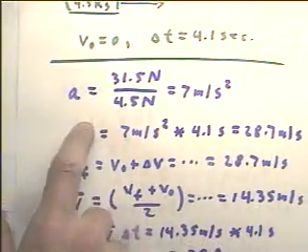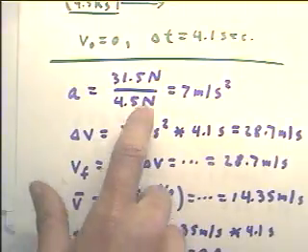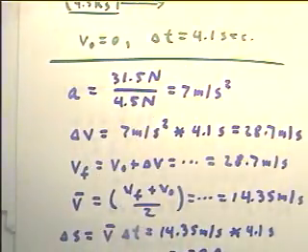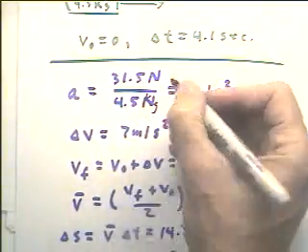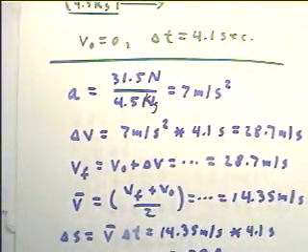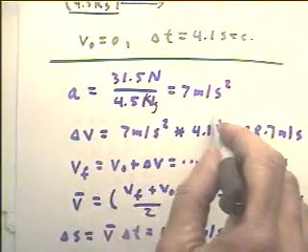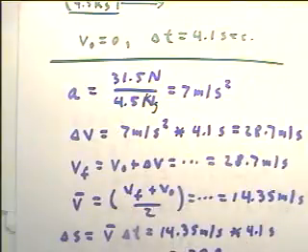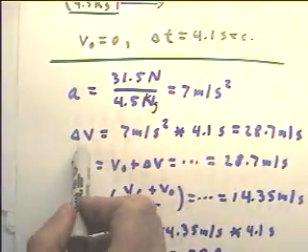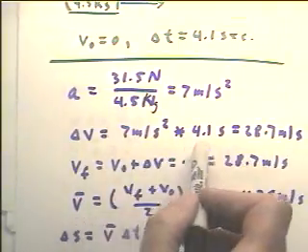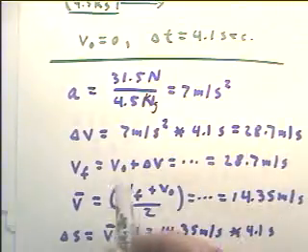Well, the acceleration is 31.5 newtons over 4.5. That should be kilograms, not newtons. So make that into kilograms. Okay, so the acceleration is 31.5 newtons over 4.5 kilograms, or 7 meters per second squared, from which, using the usual procedure, our delta V is going to equal 7 meters per second squared times 4.1 seconds, 28.7 meters per second.